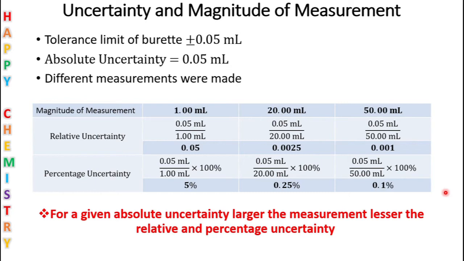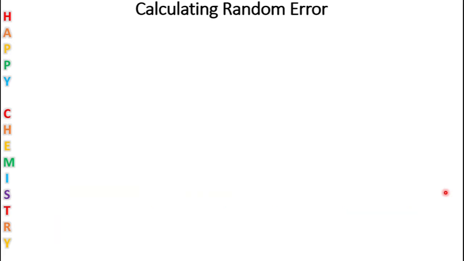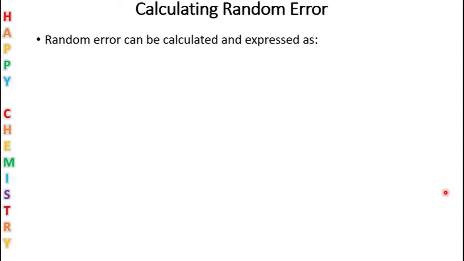As I mentioned in my previous video, there are two types of errors: random error and systematic error. We will first consider random error. Now we will see how to calculate random error. There are two ways random error can be calculated and expressed. First, random error can be expressed as standard deviation of the mean.